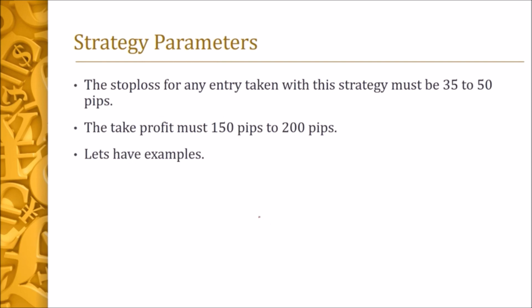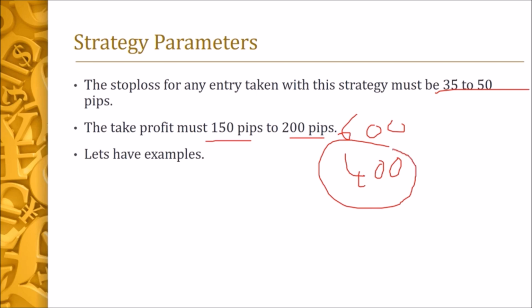Here are the strategy parameters. The stop loss for any trade taken with this strategy must be 35 to 50 pips. The take profit must be 150 to 200 pips. But if you have patience, you can actually keep a trade up to 600 or 400 pips. This means to achieve this target, you will need to wait a bit longer than these ones that I have stated.